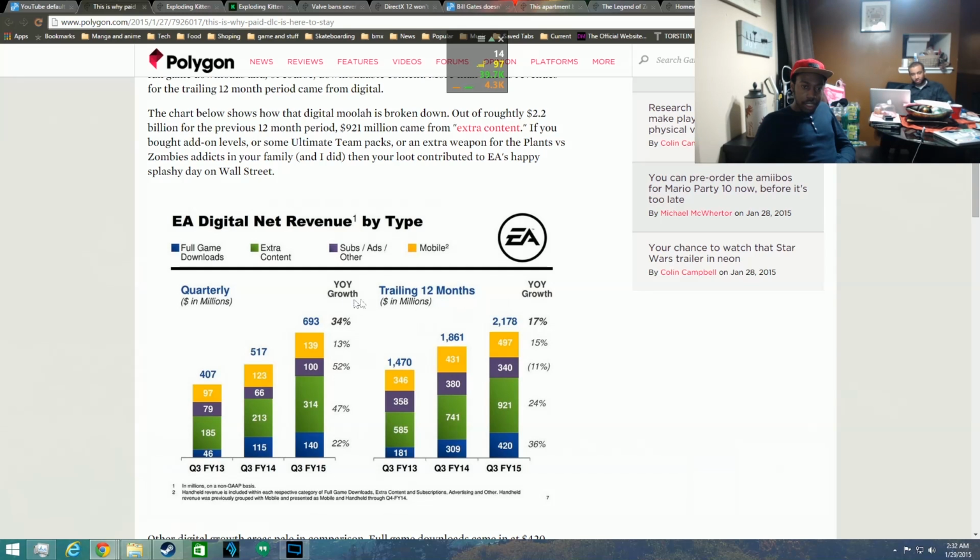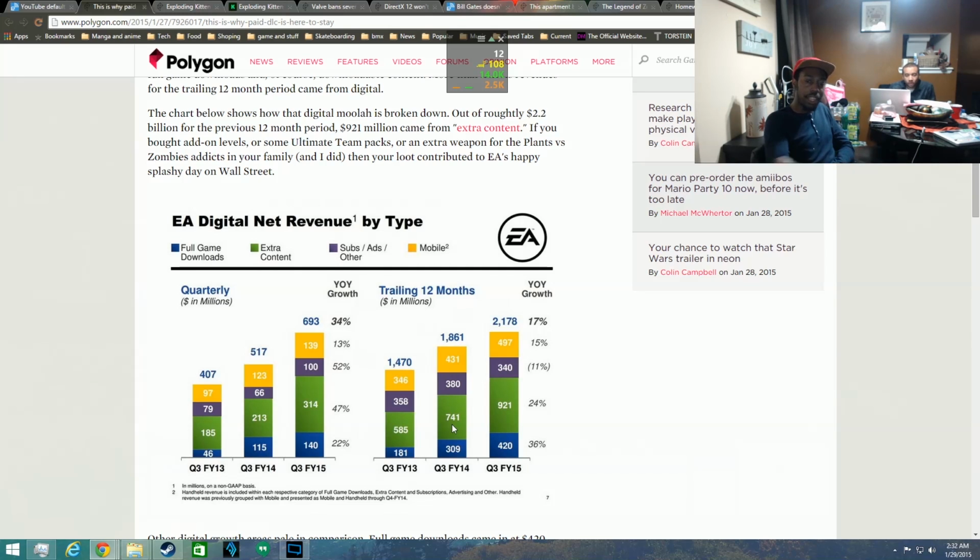Almost half of their revenue is from DLC. Yeah, actually. From the last 12 months, and their quarterly is about 47%. Exactly, especially with all the full game downloads. Even, granted, people are still going to stores. Yeah, but I think this is only for extra content, so like day one downloads. Digital net revenue. Yeah, for extra content.